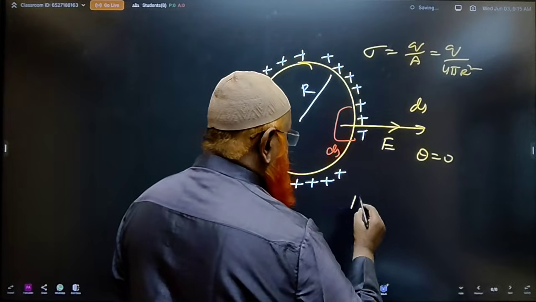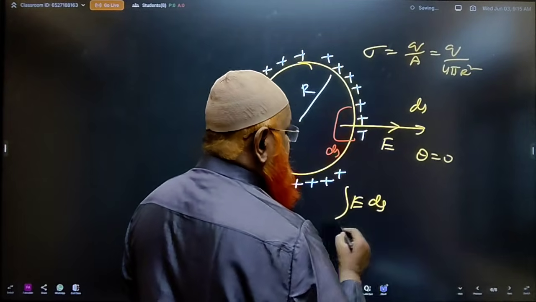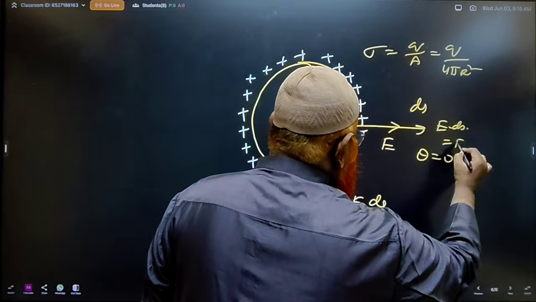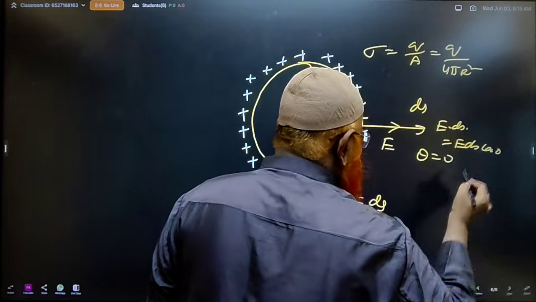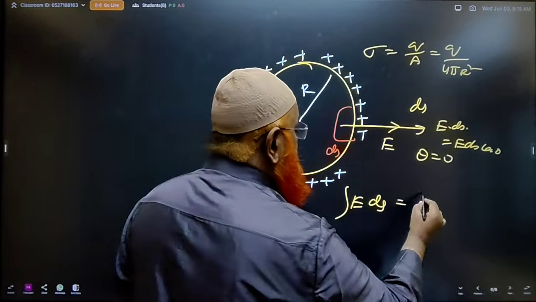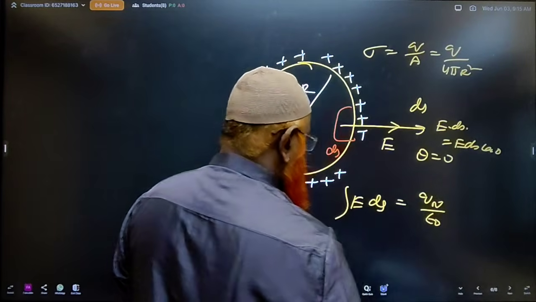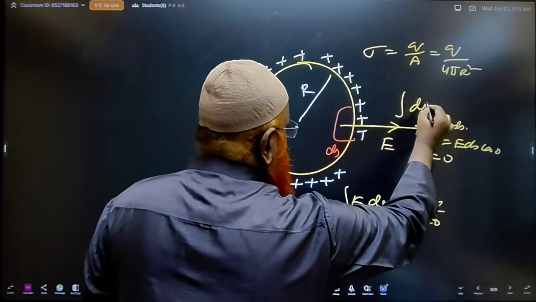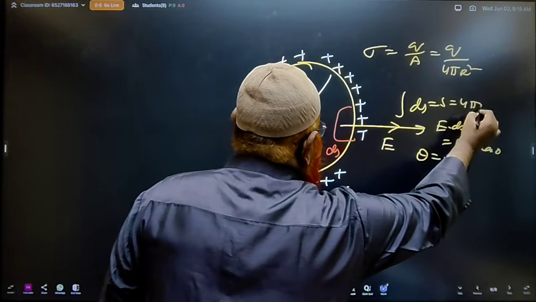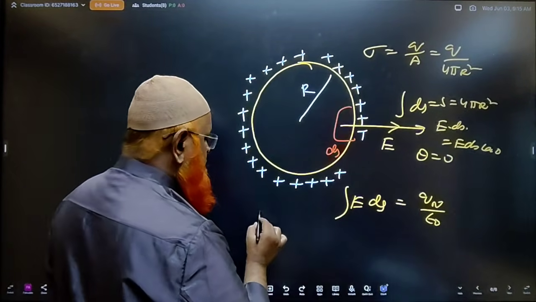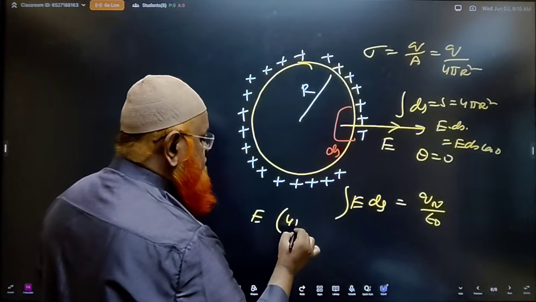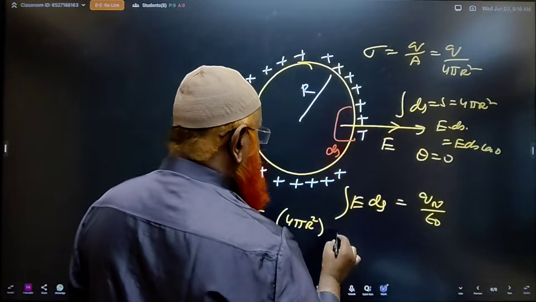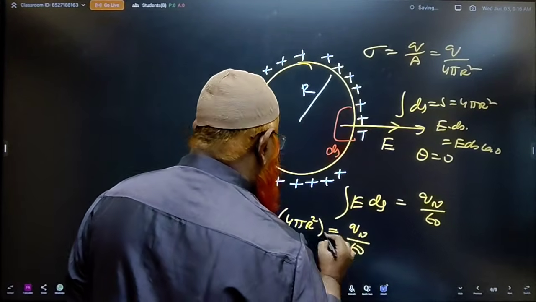Gauss law is E dot dS, which is E dS cos 0, which is nothing but 1. That means the integral of E dS is Q net by epsilon naught. Here the integration of dS is S, which is 4 pi r square. So E times 4 pi r square is Q net by epsilon naught.